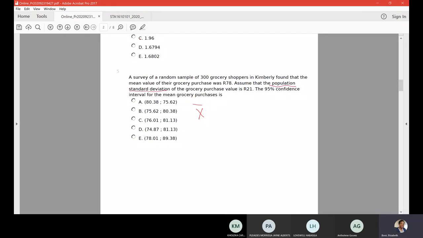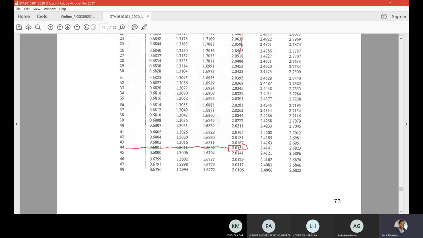So it says the population standard deviation. So this one, the population standard deviation is known, and when it's known, we use the Z critical value. This will be your population standard deviation, divide by the square root of n. Remember to find the critical value, which will be 0.05 divided by 2, which is the Z of 0.0250. To find this critical value, we go to the Z table.